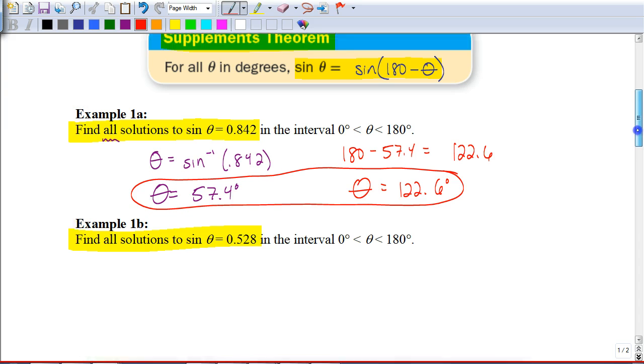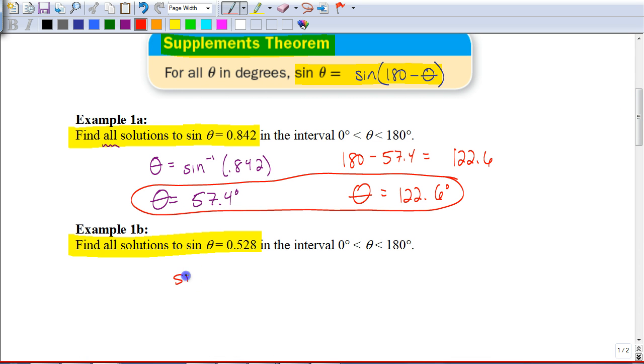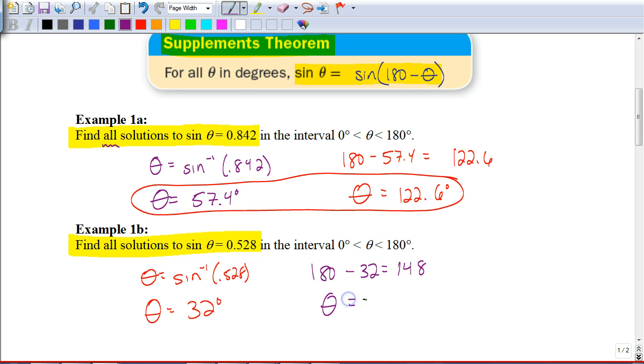So for the next one, I would use the inverse sine of 0.528. So that's going to give me one of my angles. That gives me 31.9 as my answer, which rounded is 32 degrees. To find the measure of the other angle, I'm going to take 180 minus 32. Well, 180 minus 32 is 148. So the other angle is going to be 148 degrees.